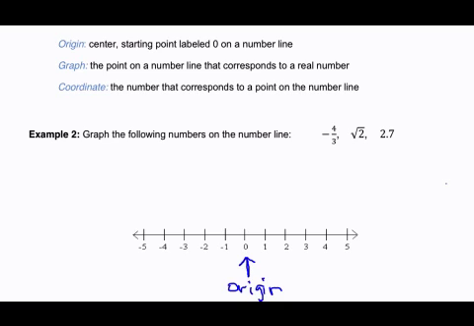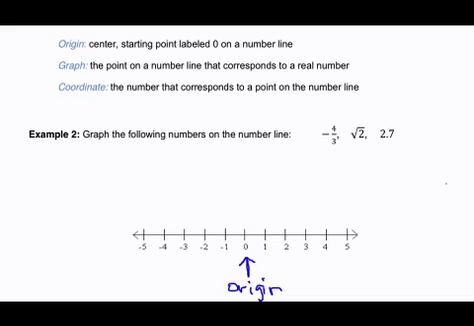The next one is a graph, and that's the point on the number line that corresponds to a real number. We're going to graph some points in just a second, and we'll label that. And lastly is the coordinate, and that's the number that corresponds to a point on the graph. So if we have a point, it's the number that goes along with that. We call that a coordinate.